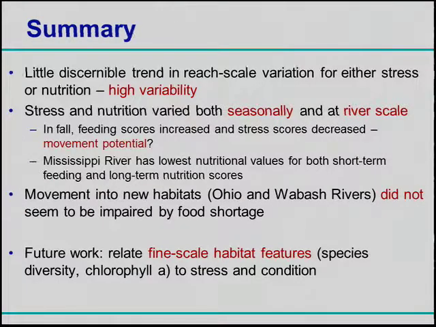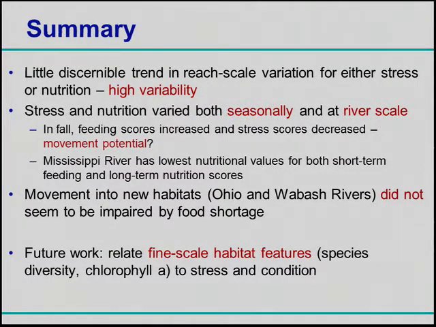So in summary, we can look at what we're seeing with some of these data. First of all, there's very little discernible trend in the reach scale variation. I didn't show all those data because we didn't have time, and quite frankly, the data were pretty boring, but there's very little index of anything happening at a reach or at a really small scale that's having any impact on feeding or nutrition or health or anything like that. But we do see that stress and nutrition across these different populations vary seasonally and also at the river scale. So fish from the different rivers are very different fish. There's very different things happening within a particular given year.